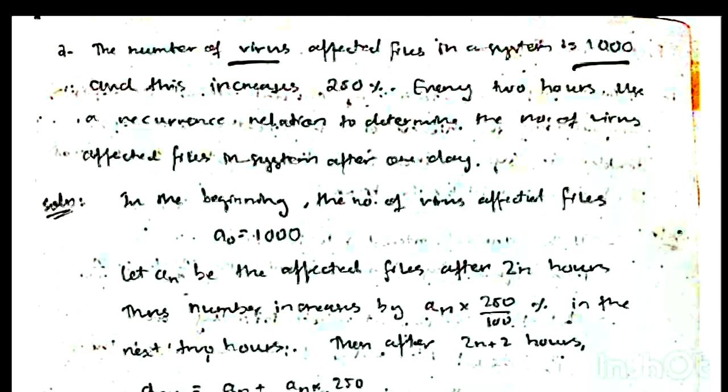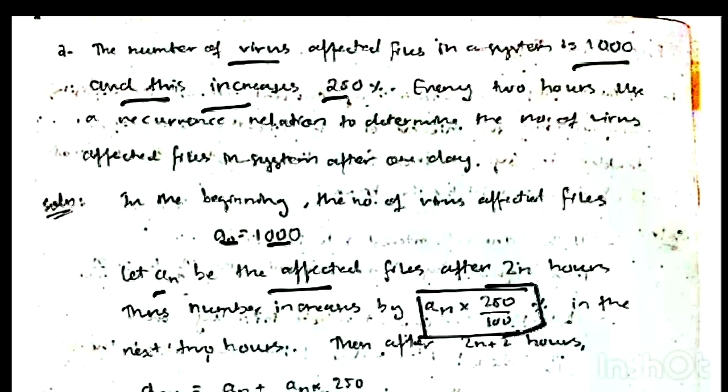In this question we have been given that the number of virus affected files in a system is 1000. That means a naught is 1000 initially, then it increases by 250% every 2 hours. If an is the number of affected files after 2n hours, then the increase will be an into 250%. We are adding this increase to the initial value, and that will give us the number of affected files after 2n hours. By simplifying this we will get an into 3.5.